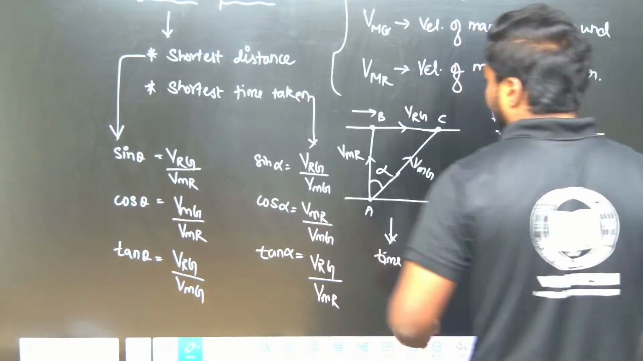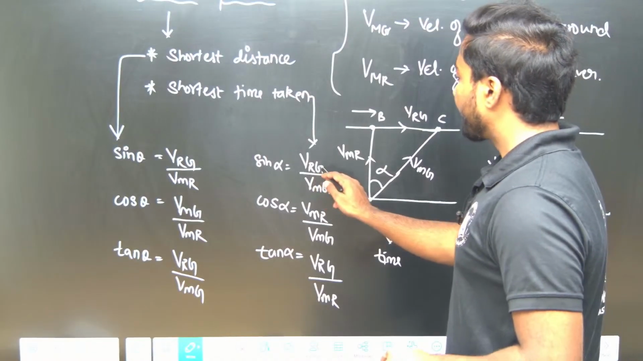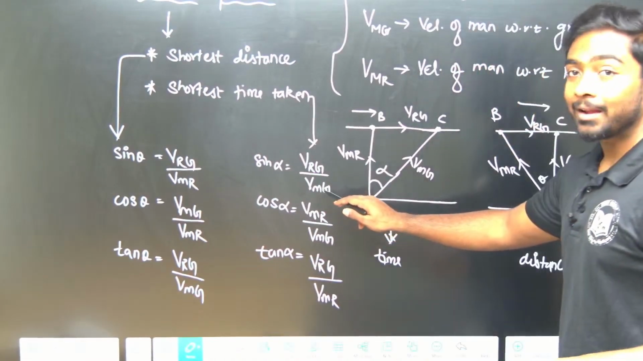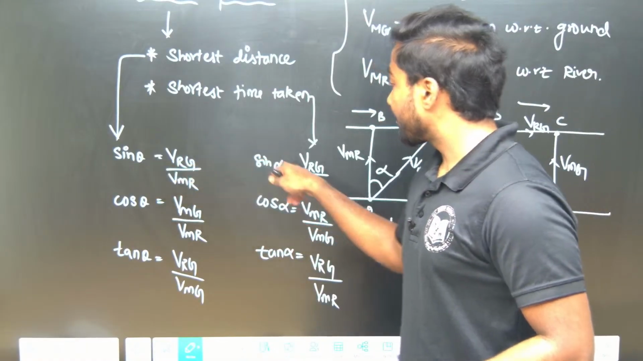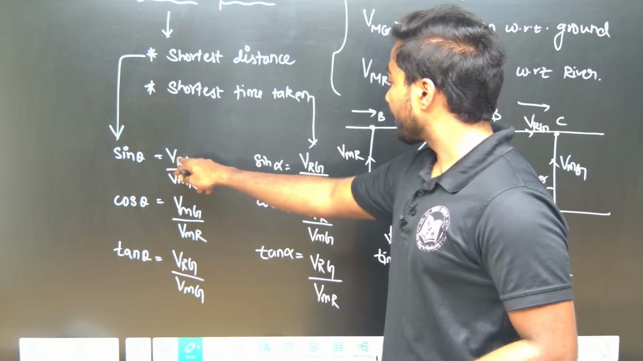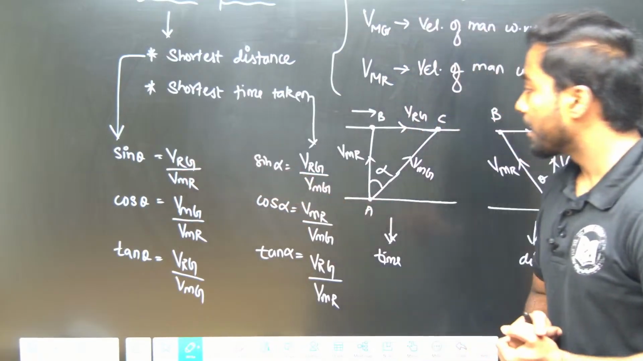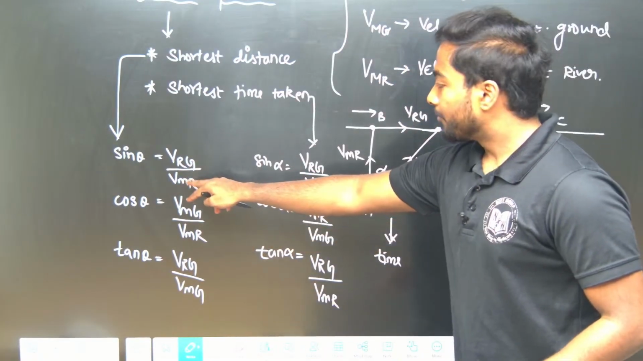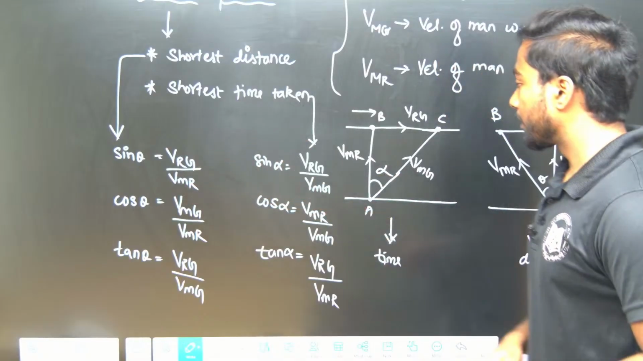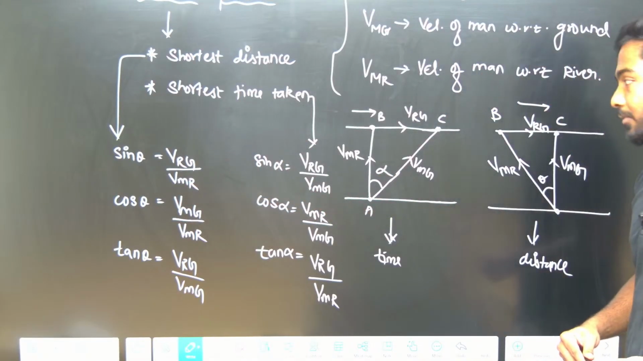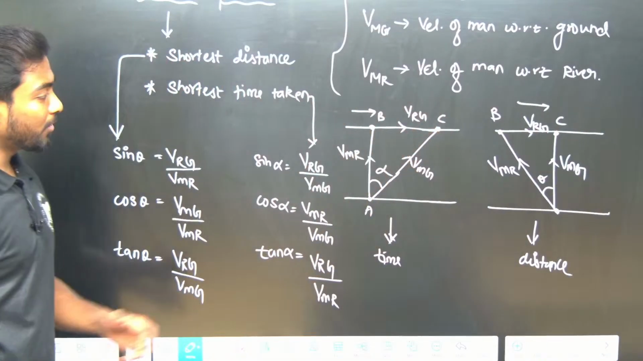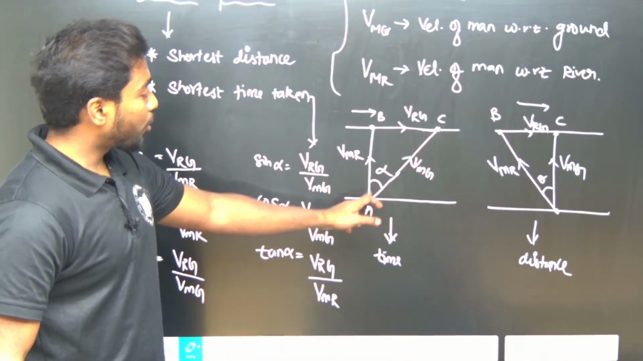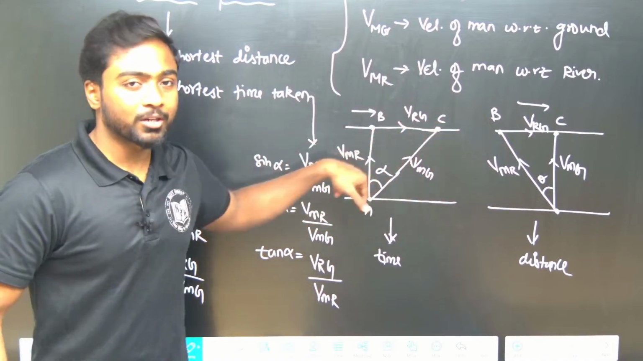So now come to the point. Velocity of a river with respect to ground by velocity of a man with respect to ground, whereas sin theta is nothing but velocity of a river with respect to ground, fine. But when you see the denominator, velocity of a man with respect to river, the ratios are changing here.